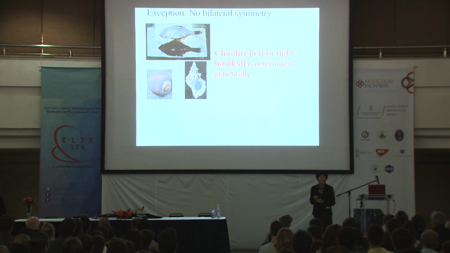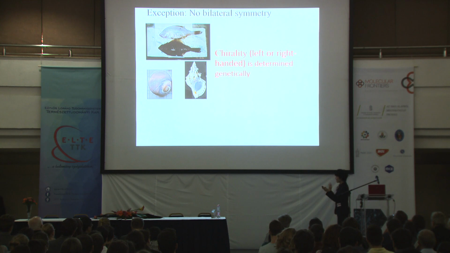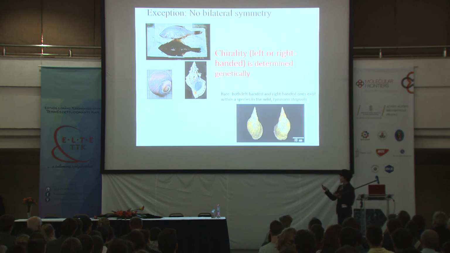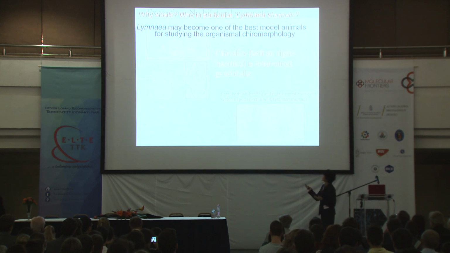But there's always an exception. The exception is really exciting. This is a flatfish. Yes, it's chirality. And this beautiful shell, which I picked up myself, is chiral externally as well. And this is determined genetically. And this is actually the snail I've been working on.